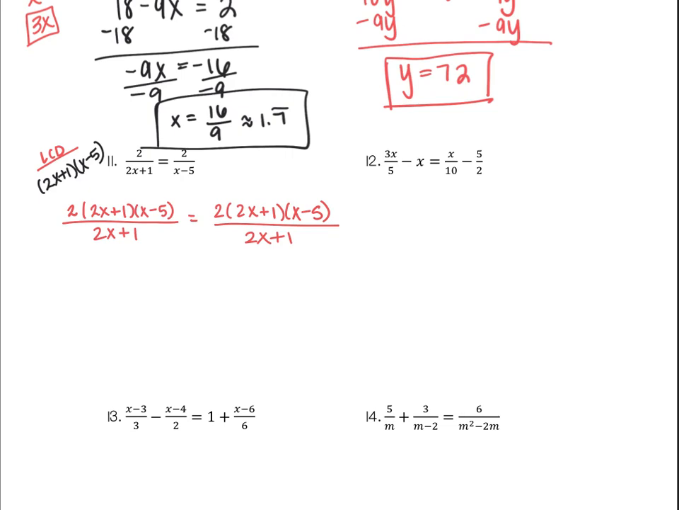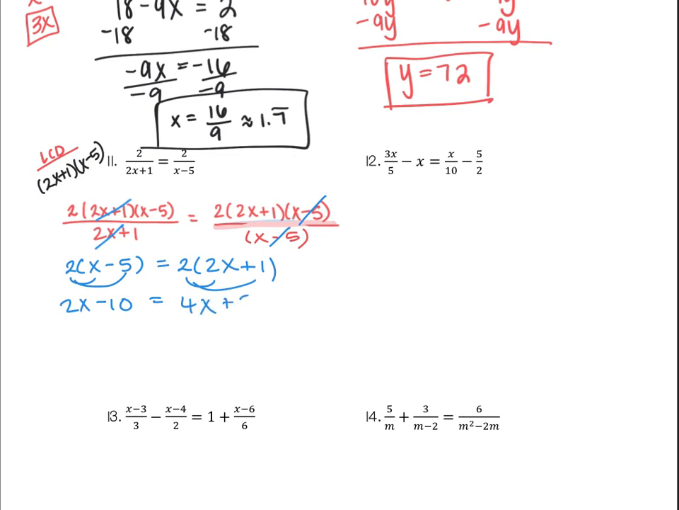And what that does is it causes these to cancel out. So these 2x plus 1s cancel. Oops, I miswrote something, so let me just fix that really quickly. This is supposed to say x minus 5, and then those would cancel out. Sorry about that. So then left over, I have 2 times x minus 5 equals 2 times 2x plus 1. You would distribute, so 2x minus 10 equals 4x plus 2.